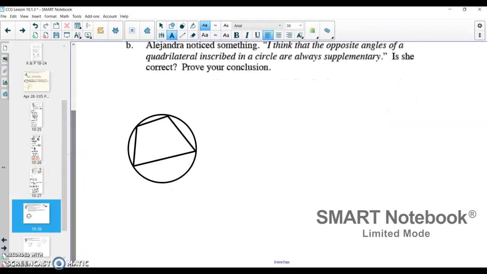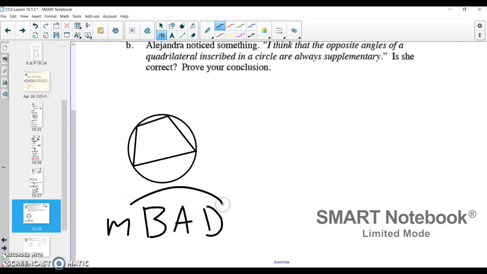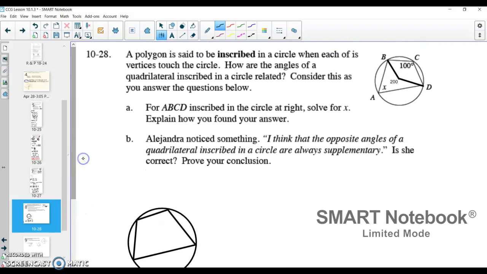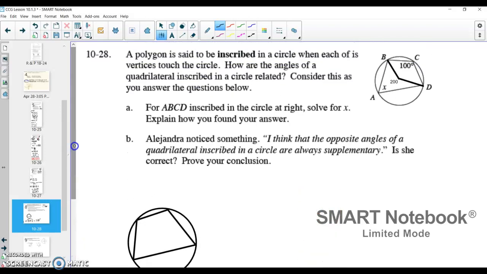And I'm going to write that one down. So the measure of the arc BAD, and that's a major arc because it's the majority of the circle, that measure is 200 degrees. So I'll put that in red. This major arc here is 200 degrees.